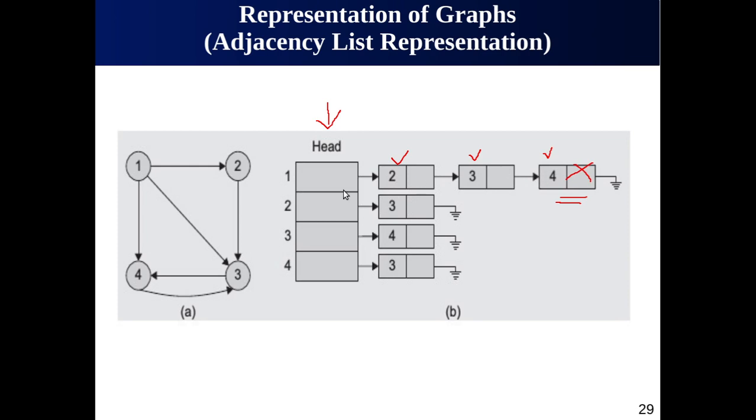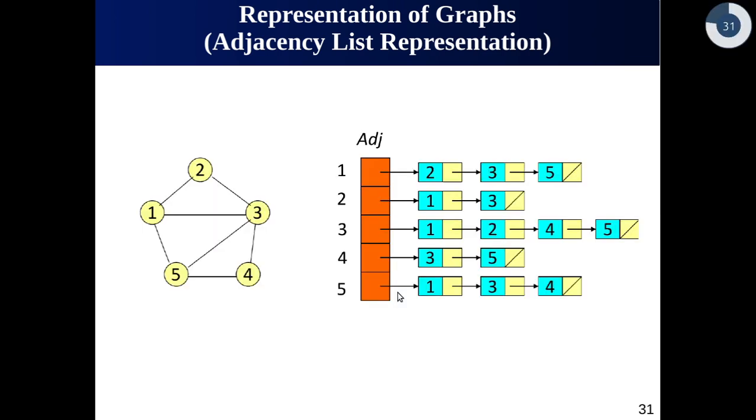Next we have node 2. It has only one adjacent node, 3. You can see it from the list. And then 3 has only one adjacent node, 4. And finally 4 also has a single adjacent node, 3. See another example here.